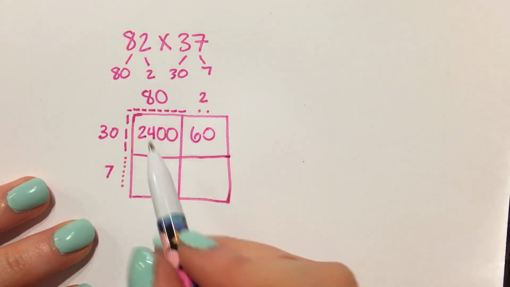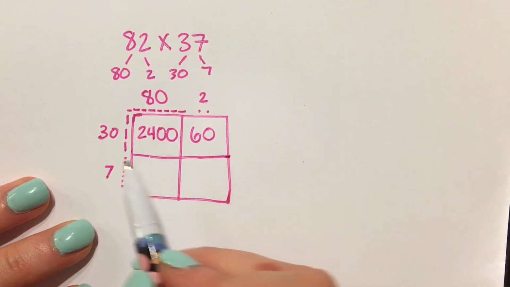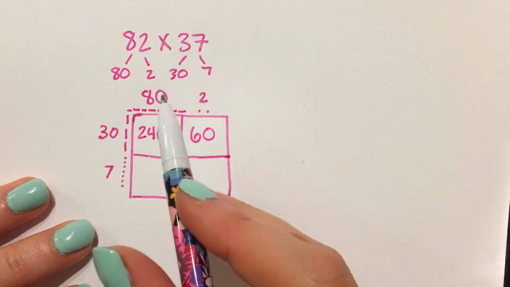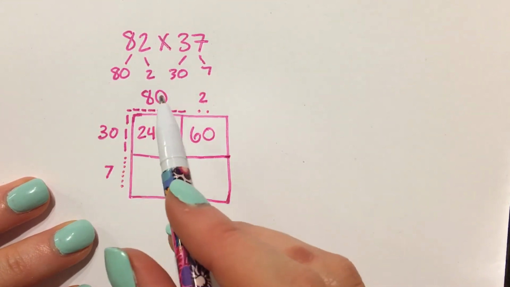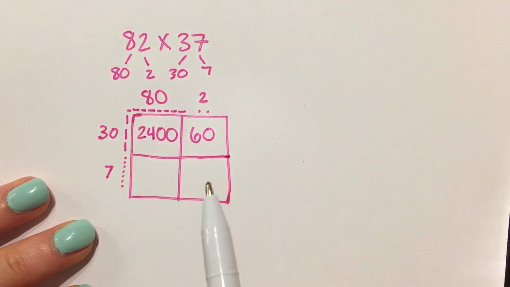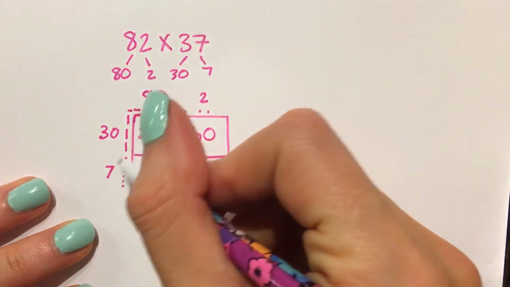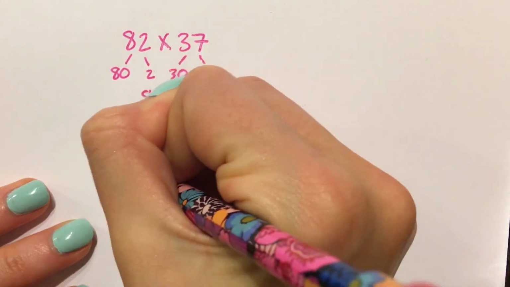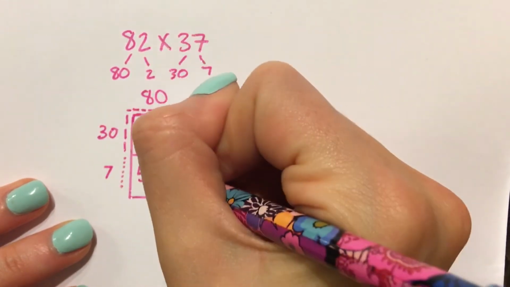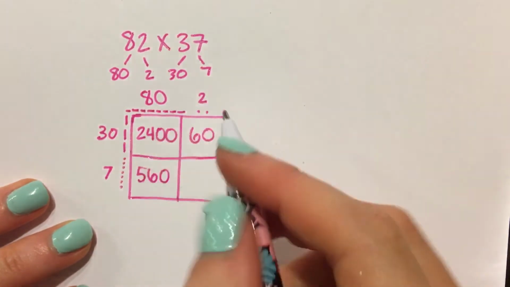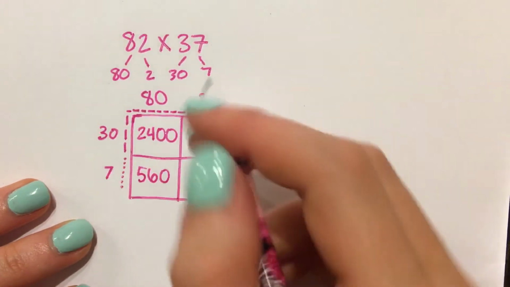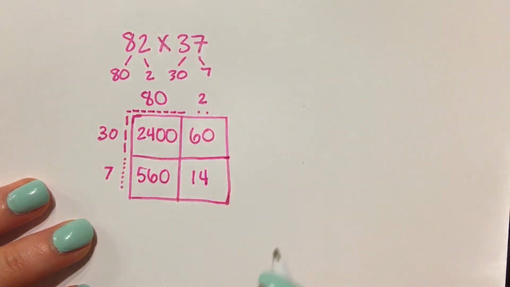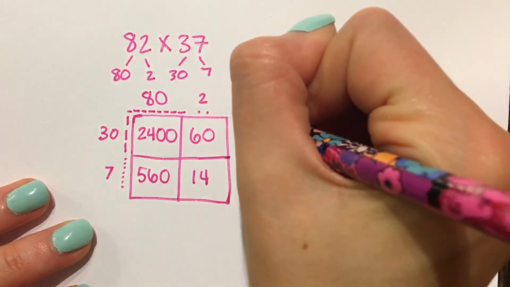Let's take a look at square number 3. 80 times 7. I might not know what 80 times 7 is, but I do know what 8 times 7 is. If 7 times 7 is 49, and I want to add one more, that will give me 56. Put your 0 down and move on to square 4. 2 times 7, that gives me 14, and I'm ready to go ahead and add all my pieces up.